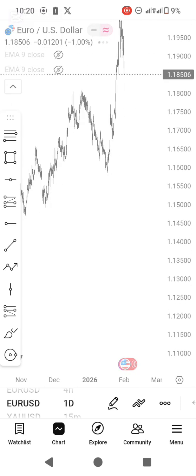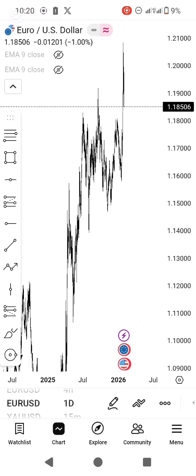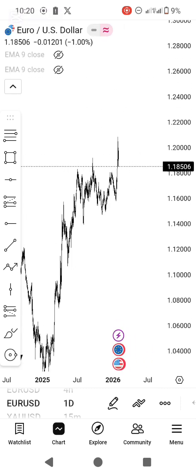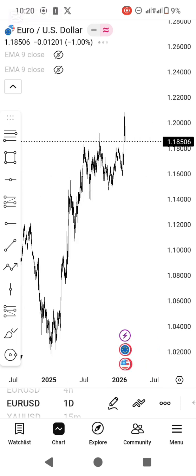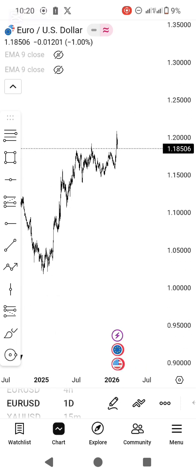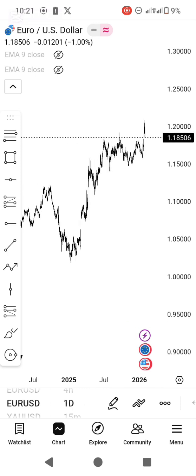So what is a trend line? A trend line is a series of support or resistance connecting the higher lows in an uptrend or the lower highs in a downtrend, diagonally. All right, so what do I mean by that?